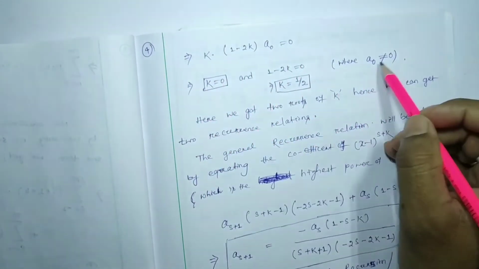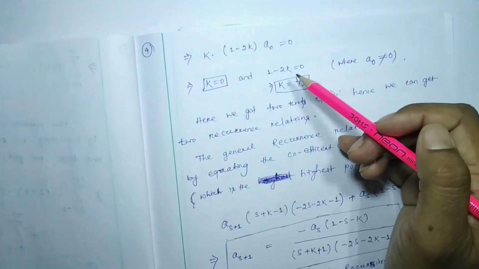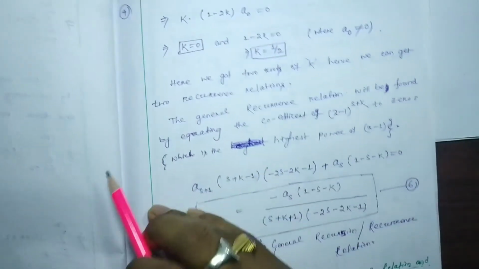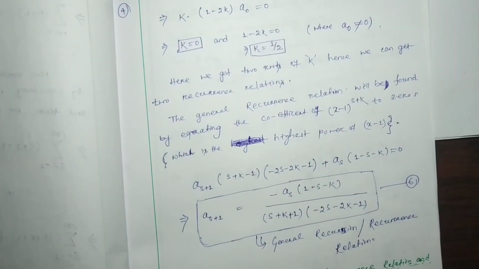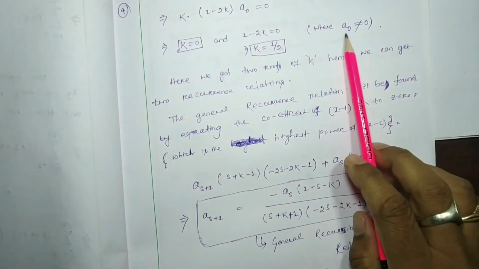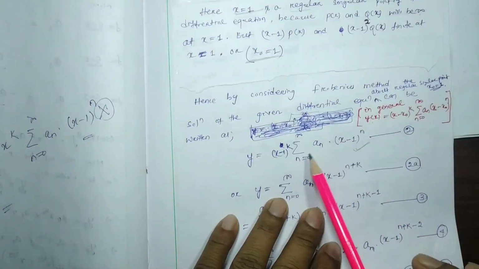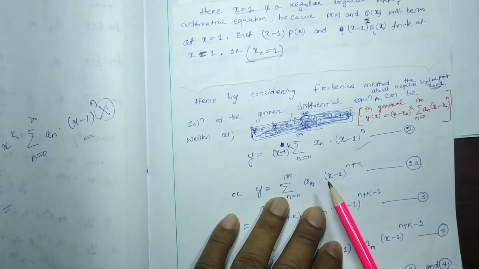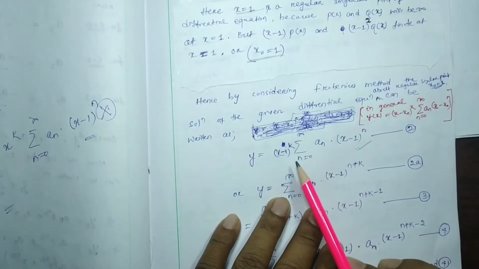Here a0 cannot be 0, so k equal to 0 and 1 minus 2k equal to 0, that means k equal to 1 by 2. We got the two roots of k, one is 0 and one is 1 by 2. a0 cannot be 0 because we considered the general solution as a_n (x minus 1) to the power n. If a0 were 0, the first term would be 0, which is not acceptable because the first term is cancelled out.